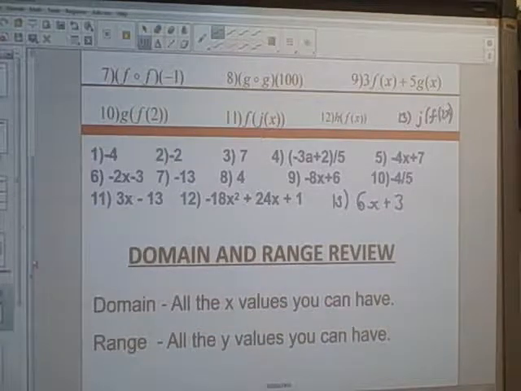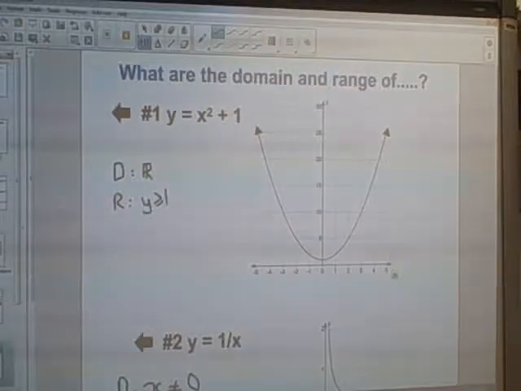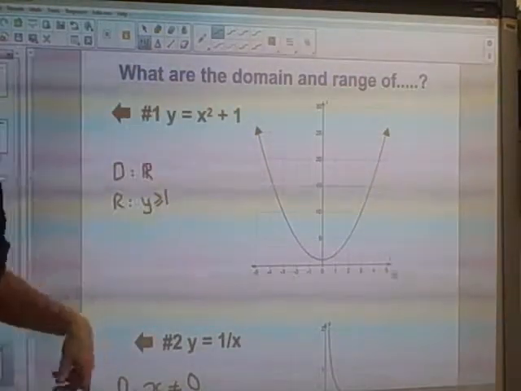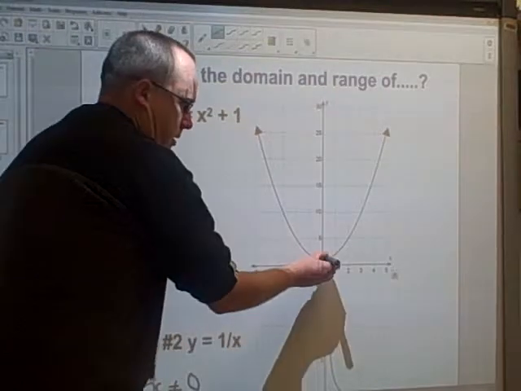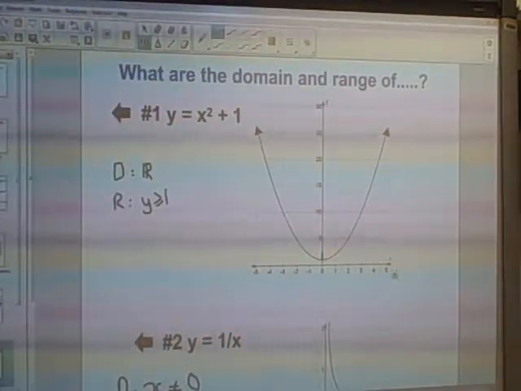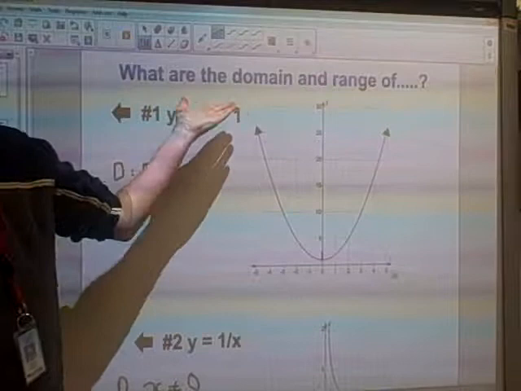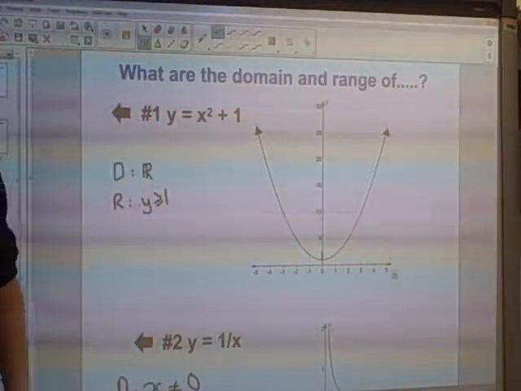Now also we're going to look at domain and range. So domain refers to all the x values you can have, and range refers to all the y values you can have. Now if we have a graph, this is very easy to work out. So if I said x squared plus 1, if we know the graph of x squared, then we know this just moves up one place. So my intercept here would be 1. Now I can take any number, square it and add 1, so my domain is all real numbers.